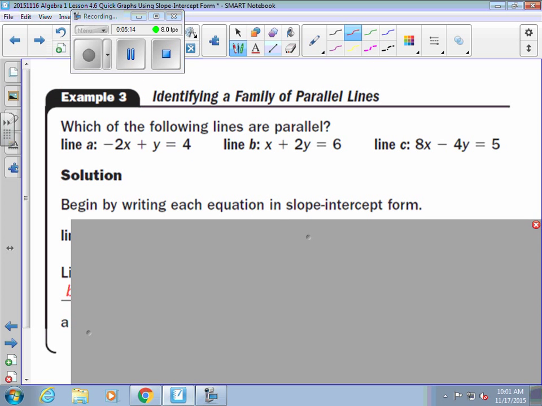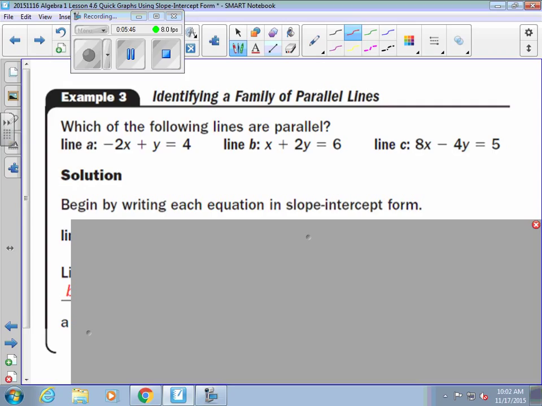Example number 3 is identifying a family of parallel lines. Remember what we talked about yesterday. Parallel lines have the same slope. So if we can move these equations to be in slope intercept form, then all we have to do is compare the m value. If the m values are the same, then they have the same slopes. If the m values are different, then they do not have the same slopes. Remember, if they have the same slope, they are parallel lines.